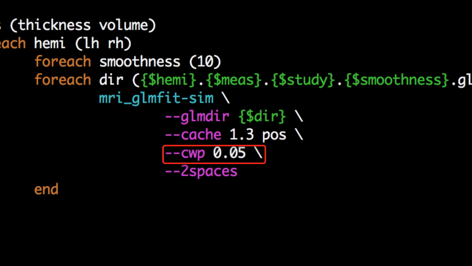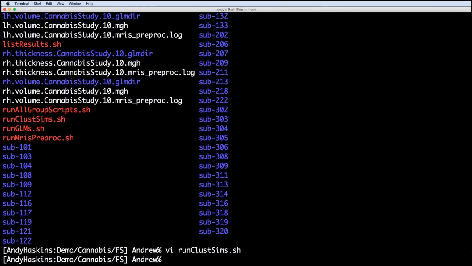For most purposes, 0.05 is fine. 2spaces means to correct for doing tests on both the left and right hemispheres. If you are only interested in one hemisphere, you can omit this. Run this script with tcsh run_clussims_cannabis_study.